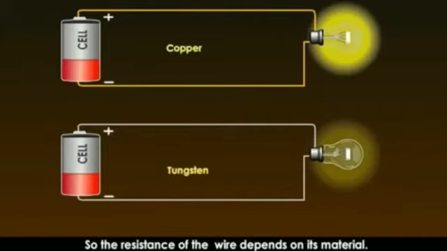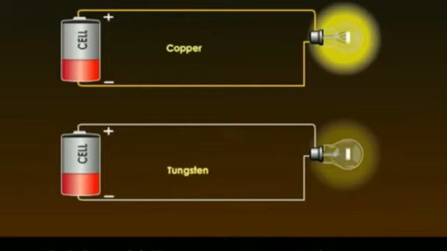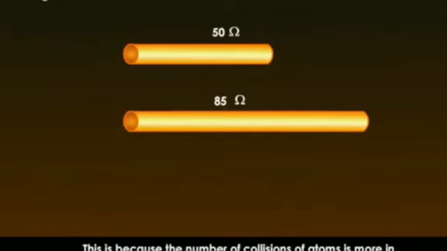And what about the length of the wire? If the length of the wire is more, the resistance will also be more. Why is it so? This is because the number of collisions is more in the longer wire than in the shorter wire. So, resistance is directly proportional to the length of the wire.